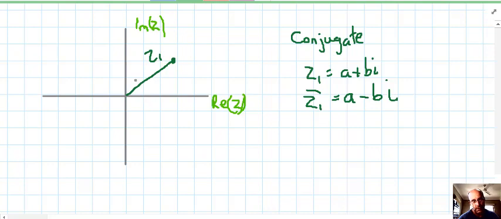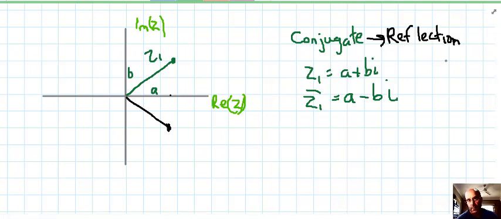the conjugate of Z1. If we go across a and up b to get Z1, to get the conjugate, I'll put in a different color, we go a minus bi, so we go across the same, but we go down the b instead, so that would be down there, and lo and behold, we have a reflection in the horizontal axis.